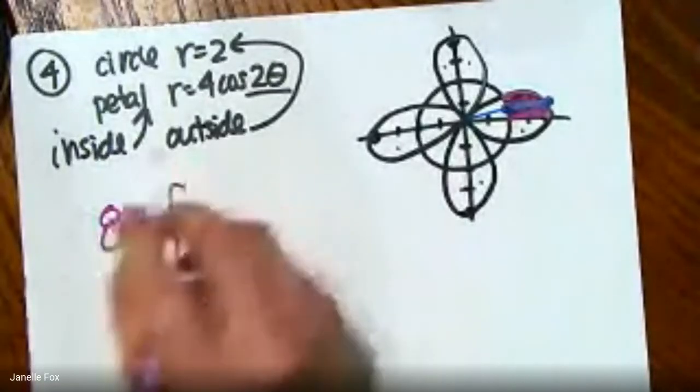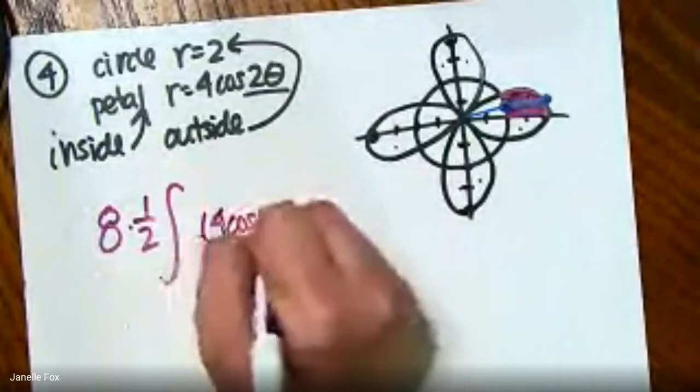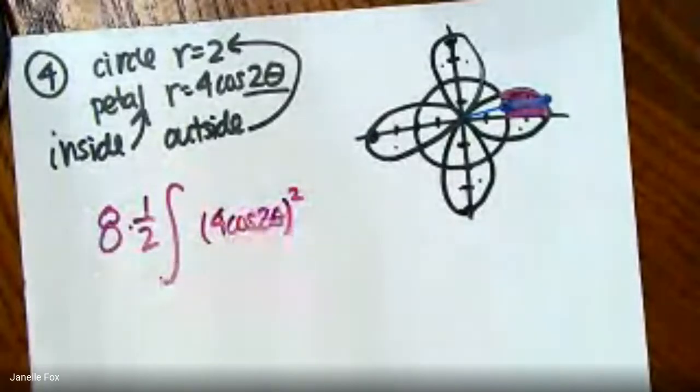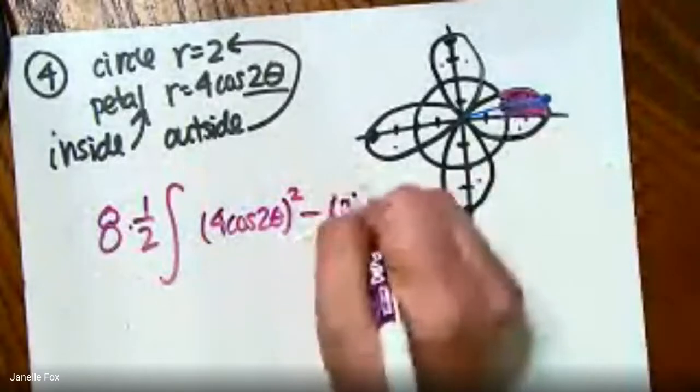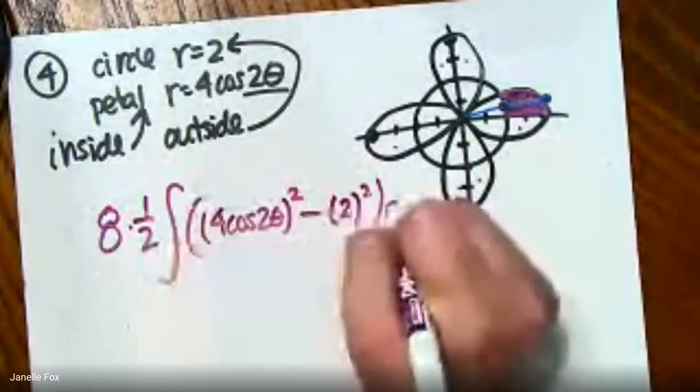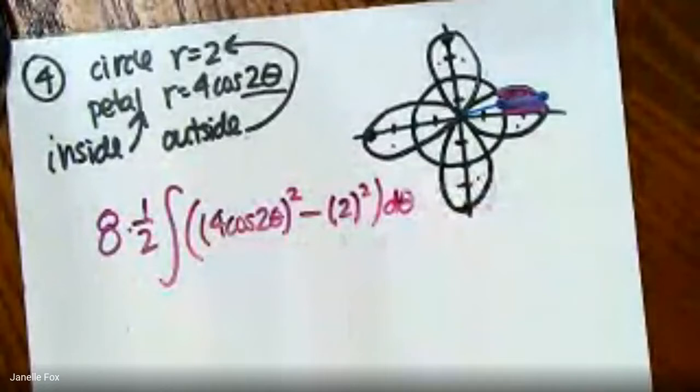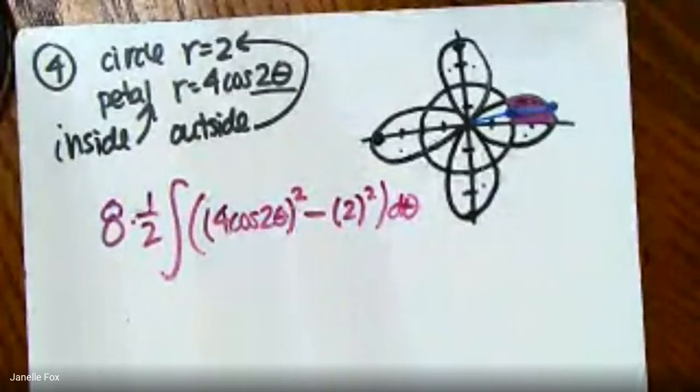So we're going to take the 4 cosine of 2 theta quantity squared. So that's the outside guy. We're going to minus the inside guy, which is just 2 squared. I am going to make that d theta, and now the only thing we have to figure out is the limits of integration. But as I was saying earlier, that usually is the hardest part, the limits of integration.